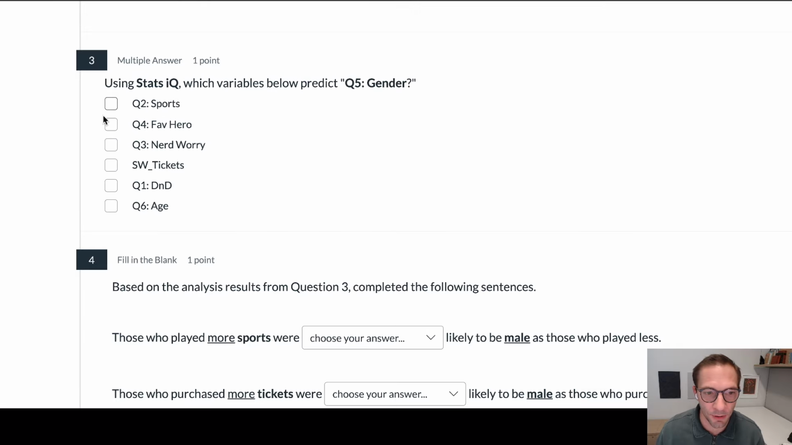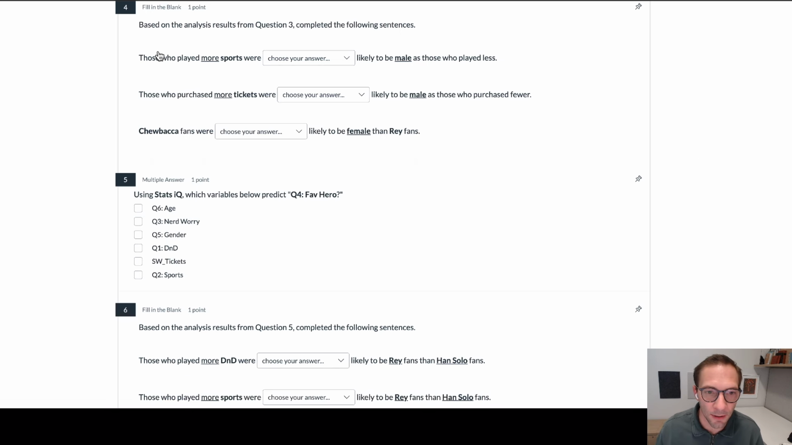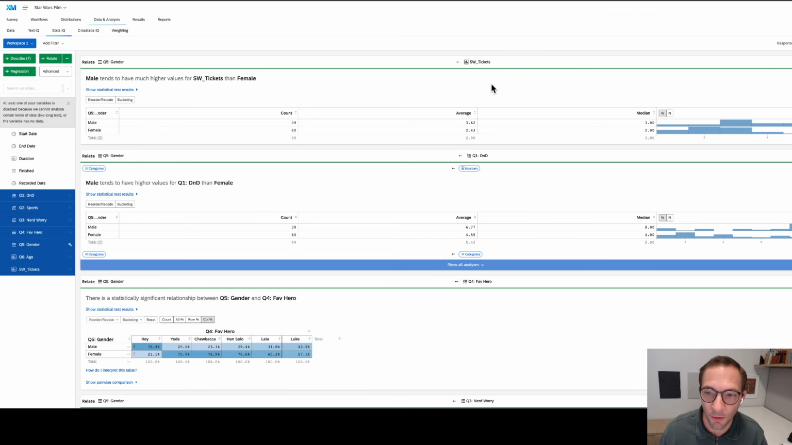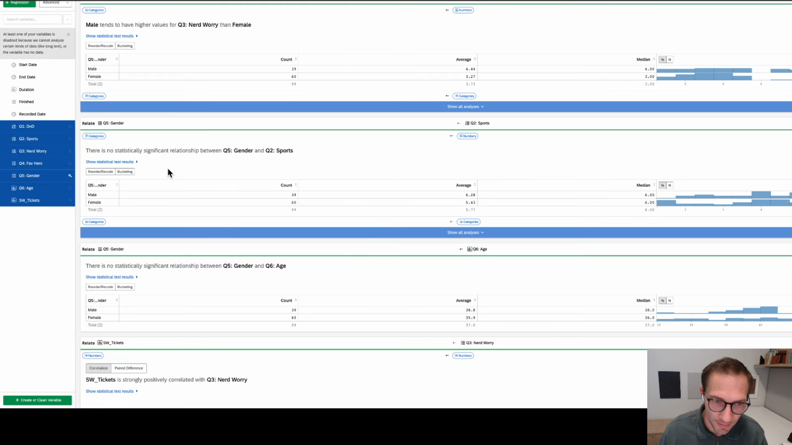Perfect. And then you'll just go through and select which ones significantly predict. Then down here, we're going to answer these following questions. Okay, so looking at this sentence here: those who played more sports were blank likely to be male than those who played less. So the more you play sports, you're either more likely to be male or female according to this data set. So if I look over here down at sports, what do I see here? That's going to be a huge hint for you. I think you should be able to answer that.